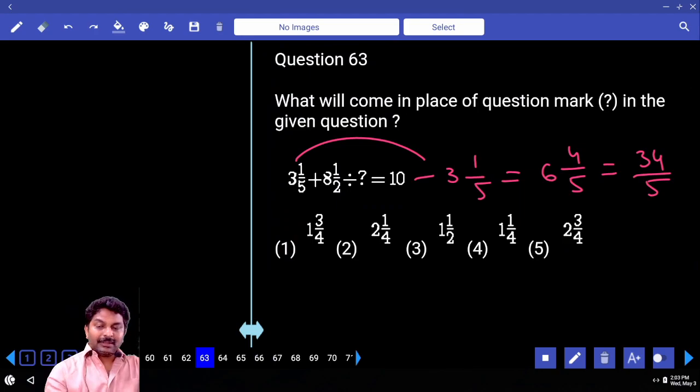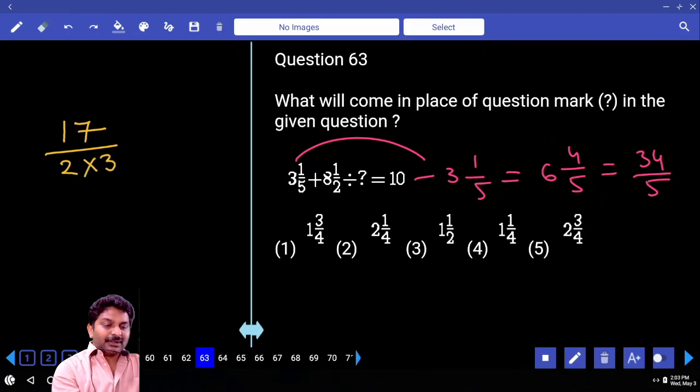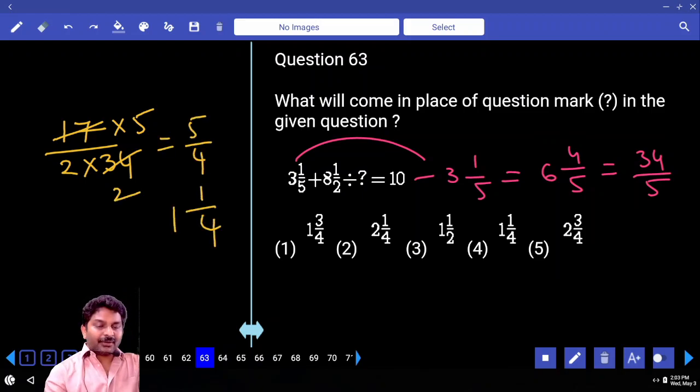On the left hand side 8 1 by 2 is there, which means 17 by 2 divided by x goes to the right hand side. The right hand side number comes to the left hand side. Then it becomes into 34 by 5. 17 2 times, 5 by 4, 1 by 4.